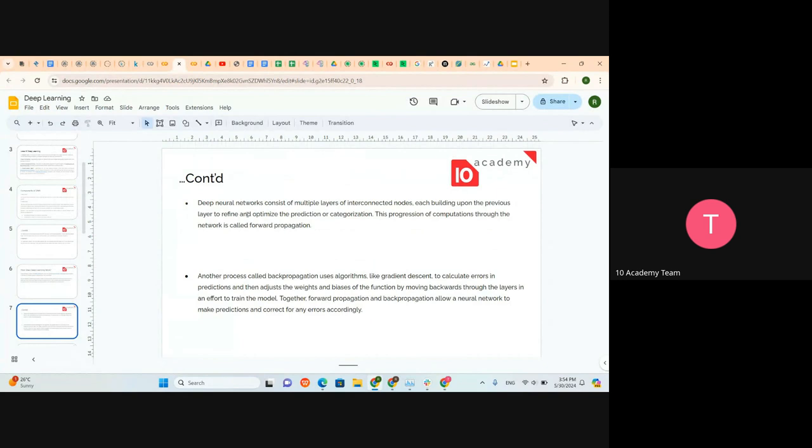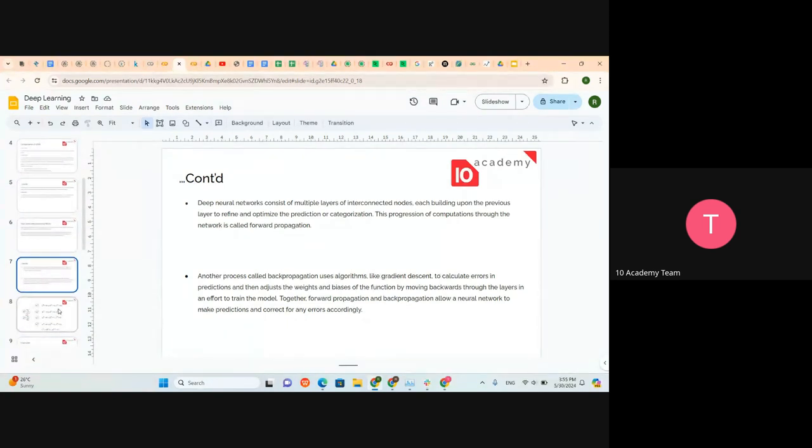The first one is deep neural networks consist of multiple layers. We've mentioned that multiple times because that is the core point of deep learning. They are interconnected nodes, each building upon the previous layers to refine and optimize the prediction or categorization. This progression of computations through the network is called forward propagation. So the first step is to estimate or predict the output, right? There are two types of propagation here, the forward and the backward, or back propagation.